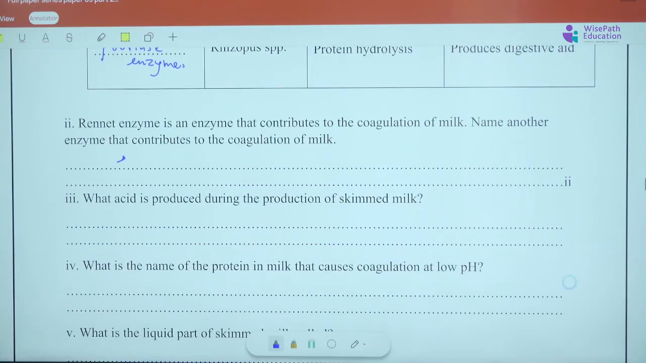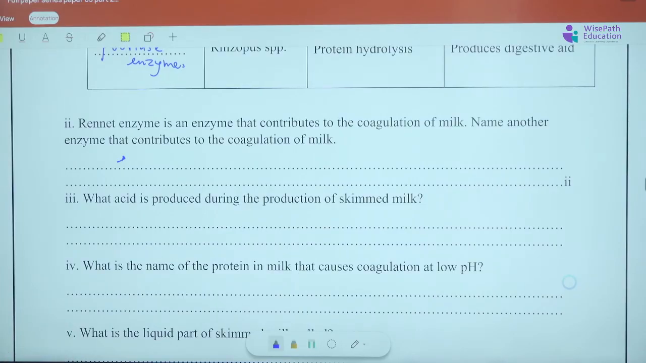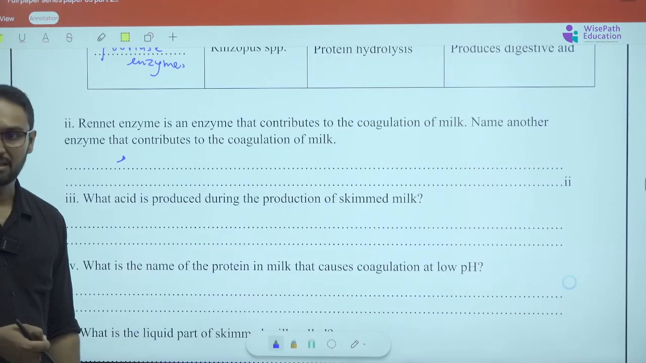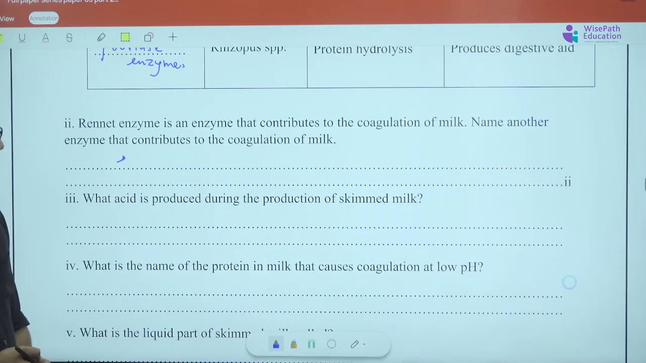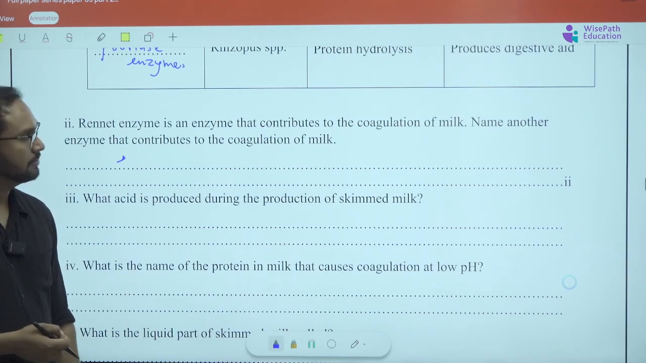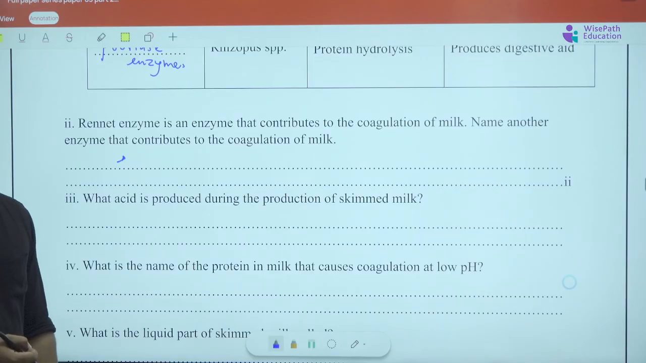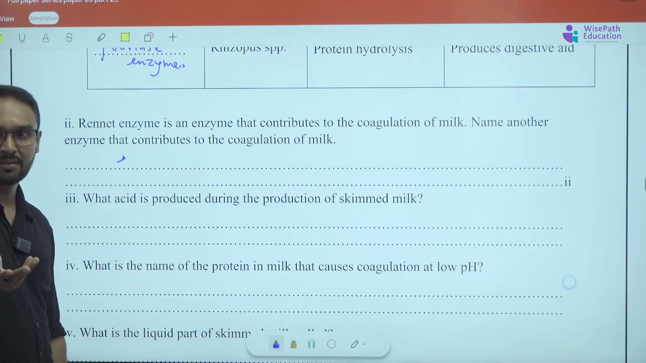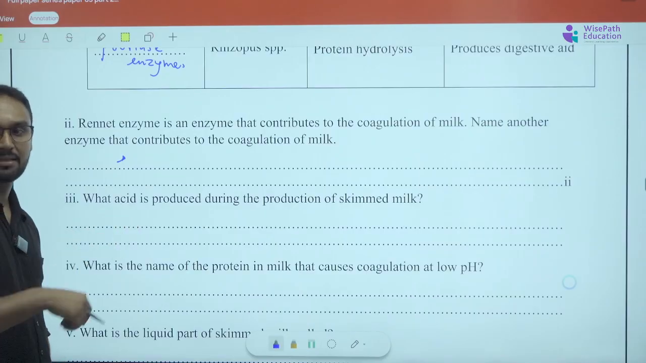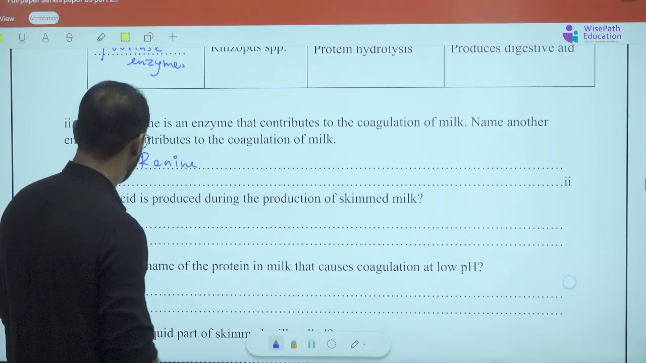Right. Rennet is an enzyme that contributes to the coagulation of milk. Name another enzyme that contributes to the coagulation of milk. Rennet is the synthetic one. What is the natural one? That's not an enzyme though. It's actually rennin. Rennet is one of the products that's there in the shops. Can you remember that we discussed it when you were doing the practical? Rennet can be added. Rennet is the produced one. Rennin is the enzyme, right?